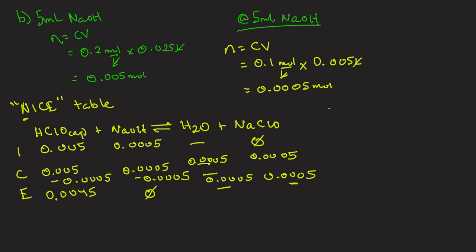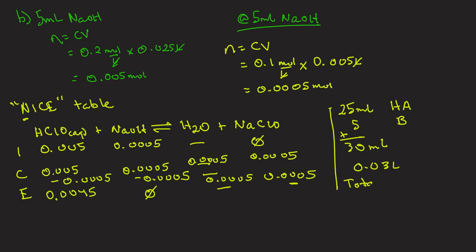We have acid present, but the other thing that's happened, importantly, is that volume has changed. So originally we had 25 milliliters of acid. I'll just write HA for short for acid. Then we also added 5 mils of base. So if we add this up, we get 30 mils, or 0.03 liters in total new volume. So total volume is 0.03 liters. Now this is going to change the concentration because it's, after all, a new volume.